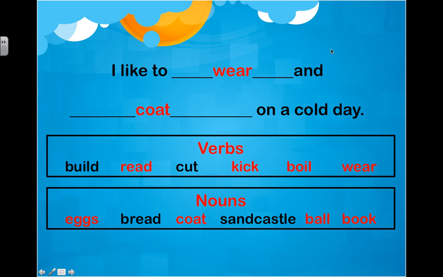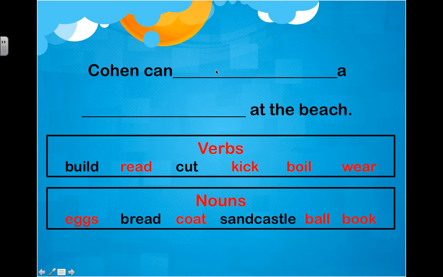That makes sense. So you know what? You can see that writers and authors and people that do things often make mistakes. No one's perfect. But by rereading the sentence, wear and coat makes sense here. So I'm going to choose those words. And if I had a pencil, I could cross off this and write the word a. I like to wear a coat on a cold day. I know I like to wear a coat. Do you?